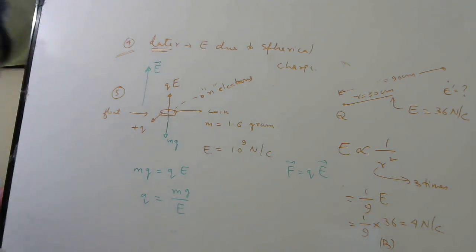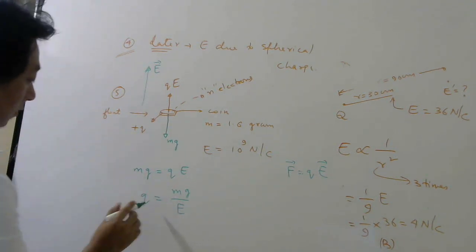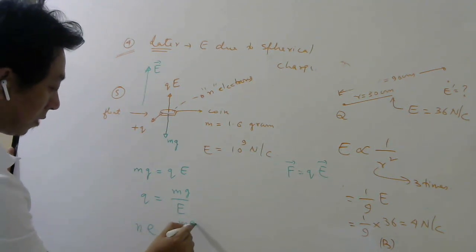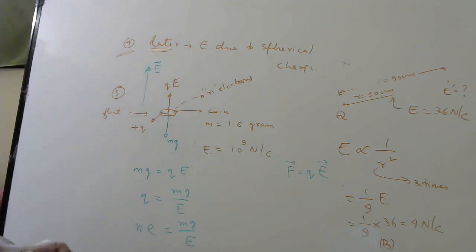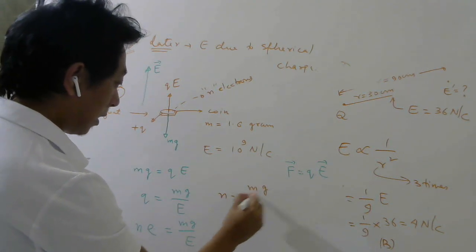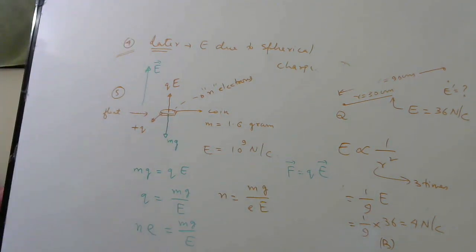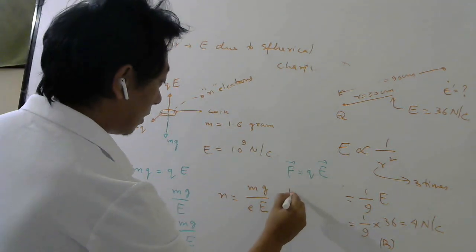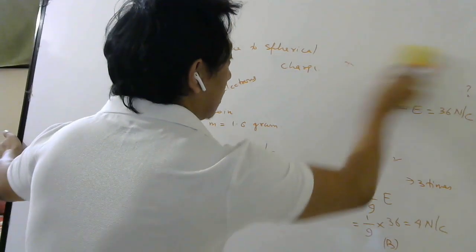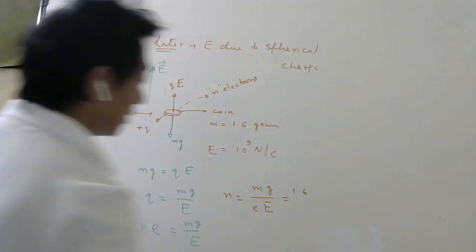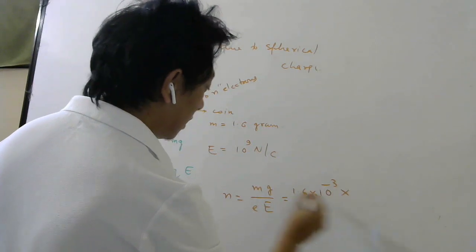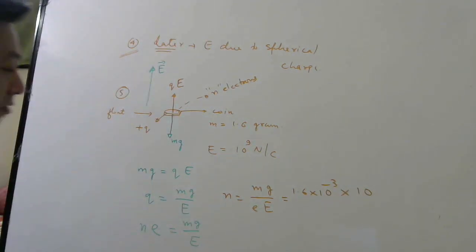Now we need to find the number of electrons. We know from quantization of charge, Q is also equal to Ne, equal to mg by E, right? So what will be N? The number of electrons will be mg by E into e, right? What is the mass of the coin? 1.6. Let me rub out all these extra things now. So mass is 1.6 gram, remember. Gram in kg, if you write, will be 10 to the power minus 3 kg. The g value you can write 10 in SI units.